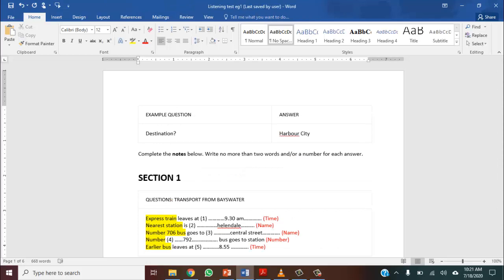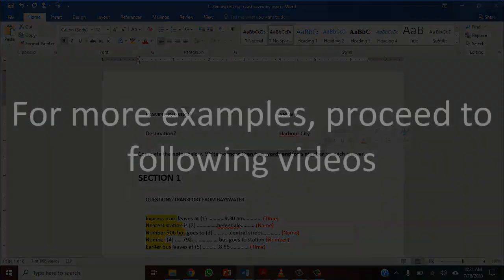So you can see that we have written most of the answers and most of our predictions were correct. You cannot write more than 2 words and or a number for each answer. So you must be careful so that you do not write an extra word and get the answers wrong.